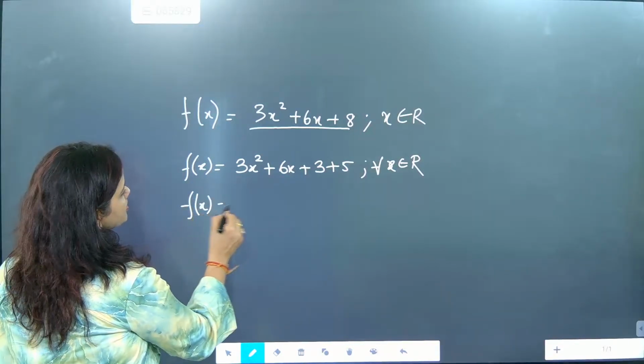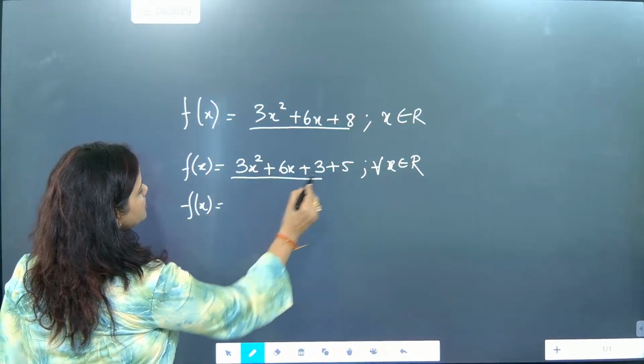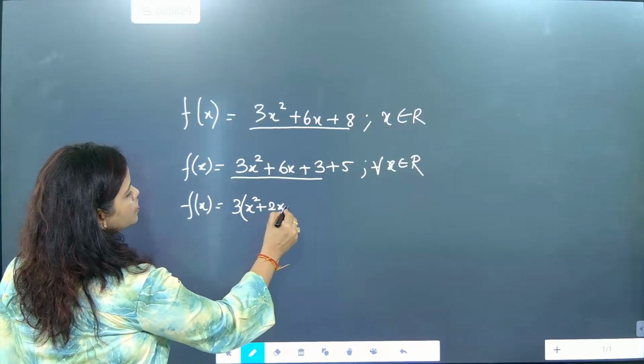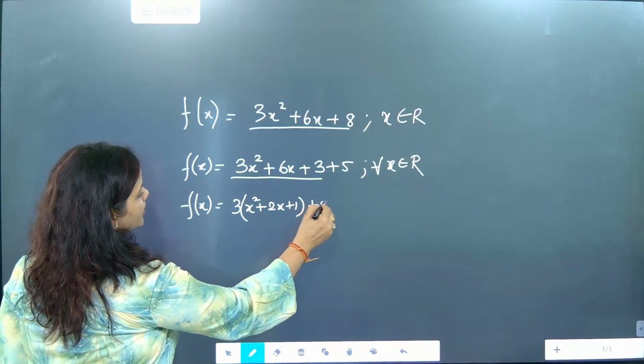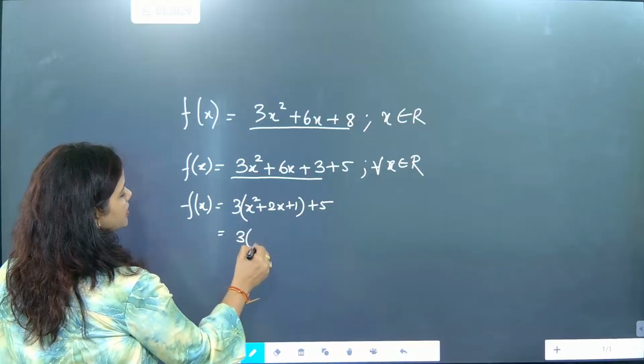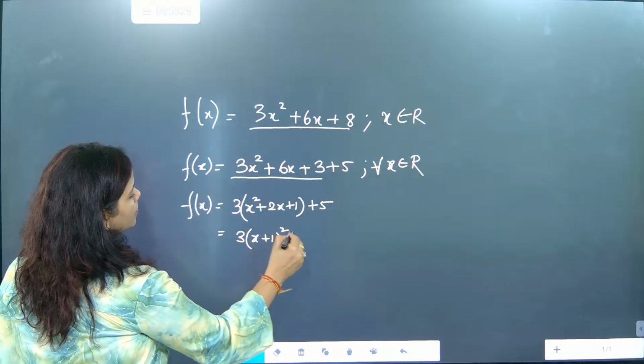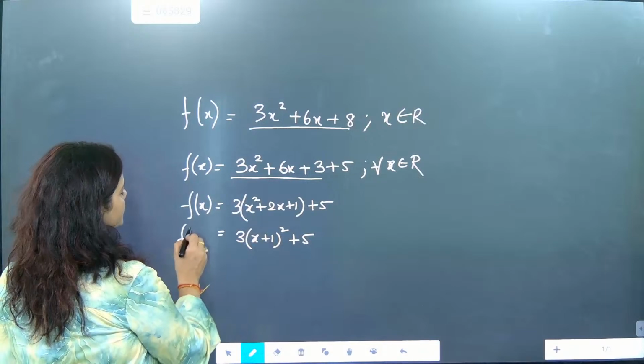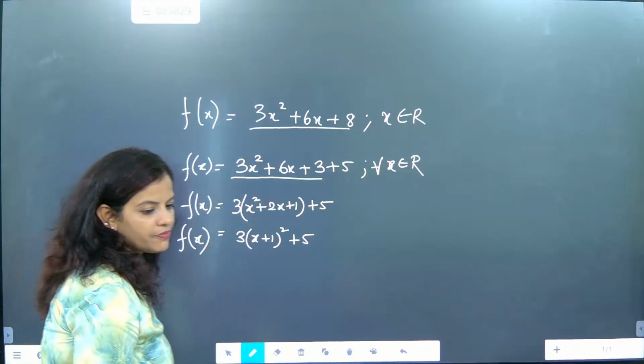Now f of x is equal to, I am taking only this much, it is coming 3x square plus 2x plus 1 plus 5. So here it is coming as 3 times (x plus 1) whole square plus 5. Done. So what is your f of x? It will help you to find maximum and minimum.